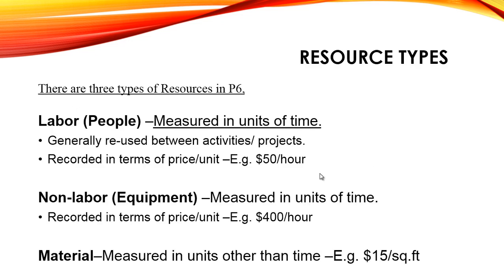There are three types of resources in P6: labor, non-labor, and material. Labor is measured in units of time. For example, one labor works 8 hours per day. Generally it is reused between activities and projects. For example, we use a labor in one day, and in the second day we can use the labor again. That's why we can reuse these resources.